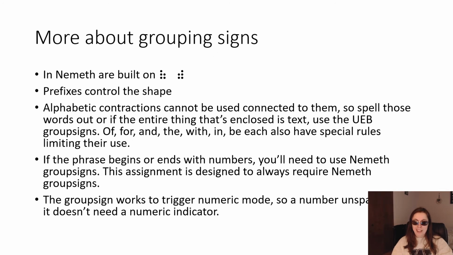All of our grouping signs in Nemeth are basically built on that of and with shape. You can put prefixes like a .4 or a .46 in front of them to change the shape of those grouping indicators. If you wanted angle braces or curly brackets or square brackets, you can do that with different prefixes.